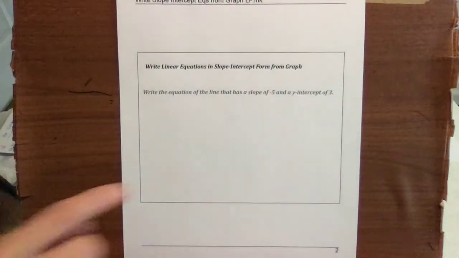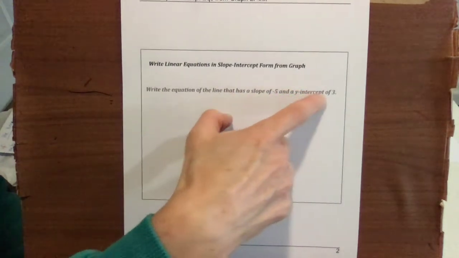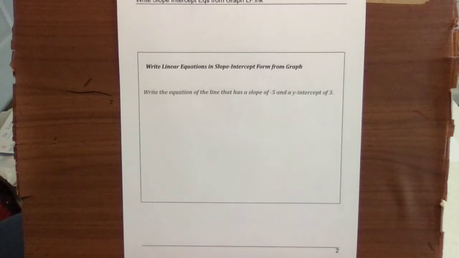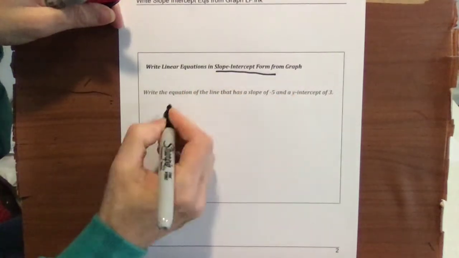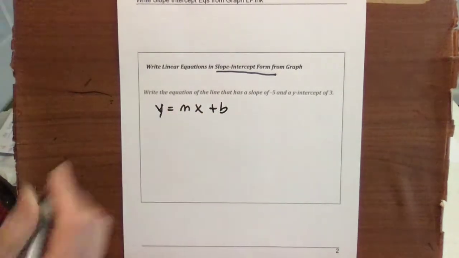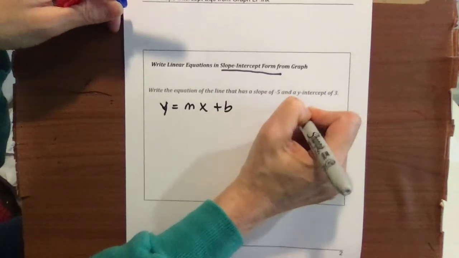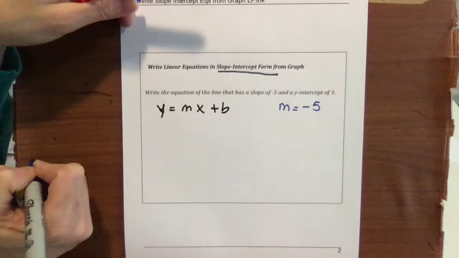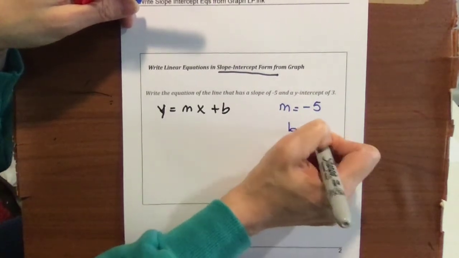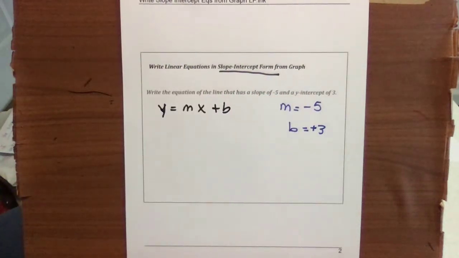All right, now, how do we write an equation given those two pieces of information? Well, if we want to write an equation of a line that has a slope of -5 and a y-intercept of 3, we have to remember a couple of things. One, we want to write it in slope-intercept form, so we're going to write y equals mx plus b. And now what we have to do, off to the side, is identify our slope and our y-intercept. Our slope is -5. Our y-intercept, which is the b value, is 3, and it's +3. So we'll write a positive sign there so we can see it.